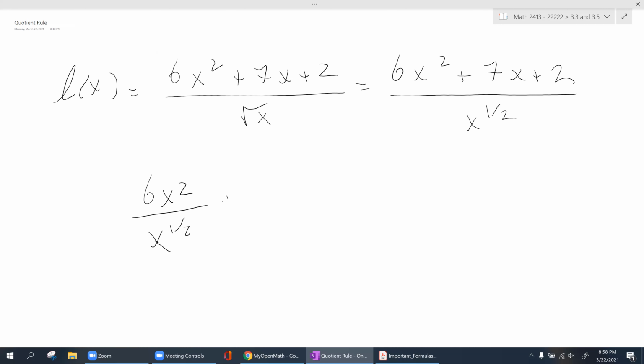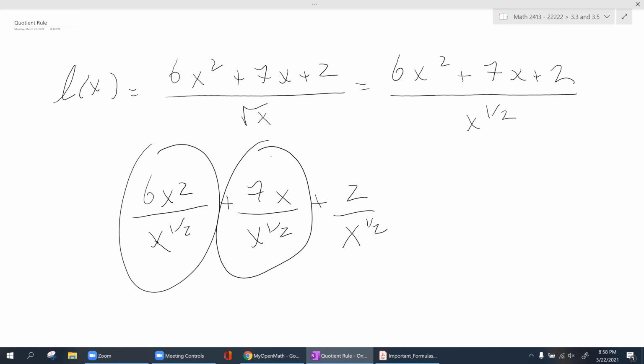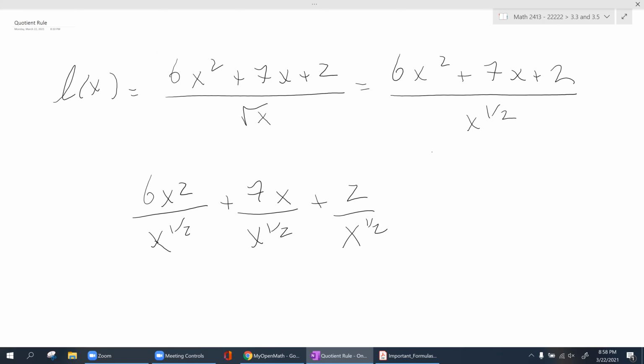you can go ahead and split this like we mentioned earlier. And then you simplify your x's, then move into the numerator to apply the power rule. It's up to you, whichever way you want to solve it.